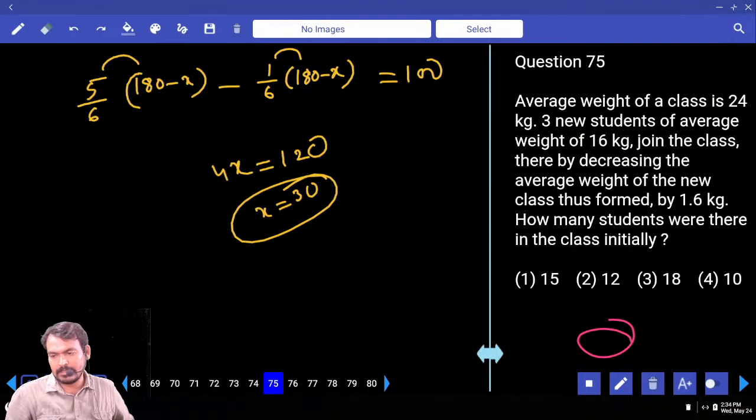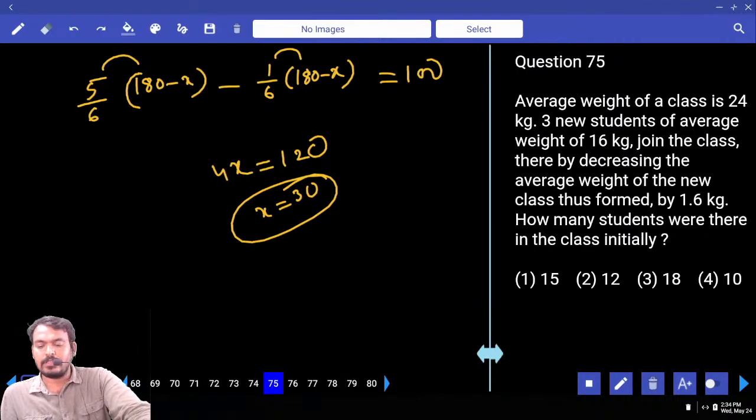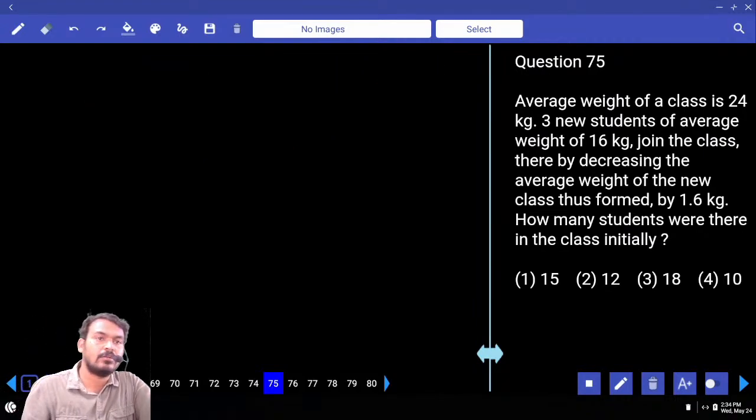Average weight of a class is 24 kgs. 3 new students of average weight of 16 kgs join the class, thereby decreasing the average weight of the new class, thus formed, by 1.6 kgs. How many students were there in the class initially?